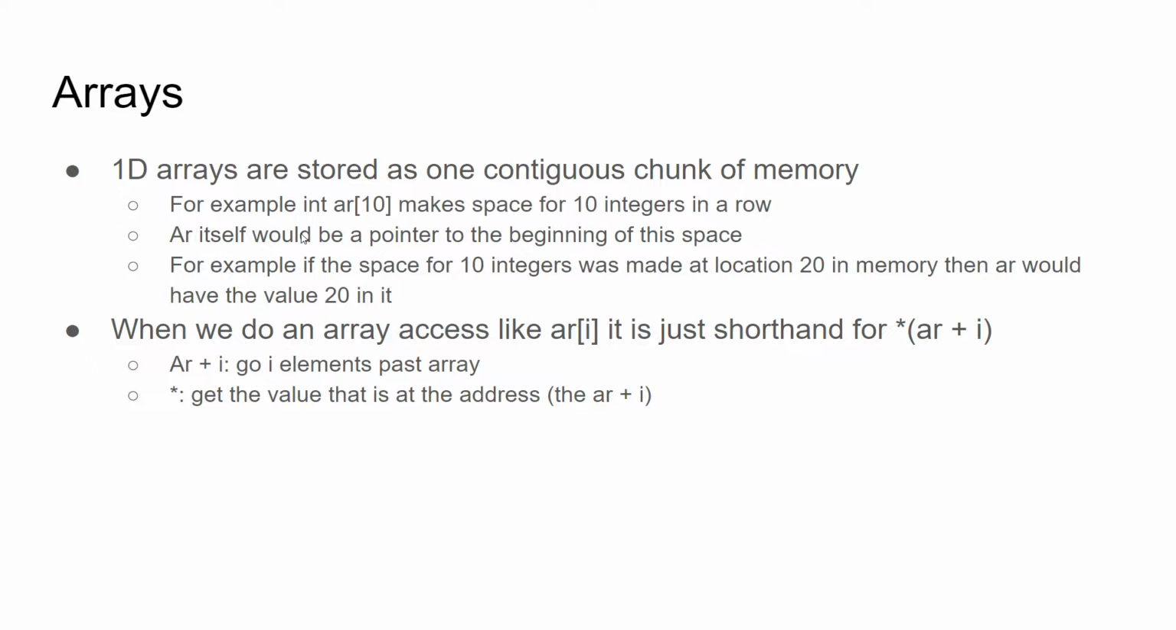So AR itself is actually going to be a pointer to the beginning of this space, right? So when we're doing something like AR at I, square brackets, it's really just shorthand notation for AR plus I, dereferenced.